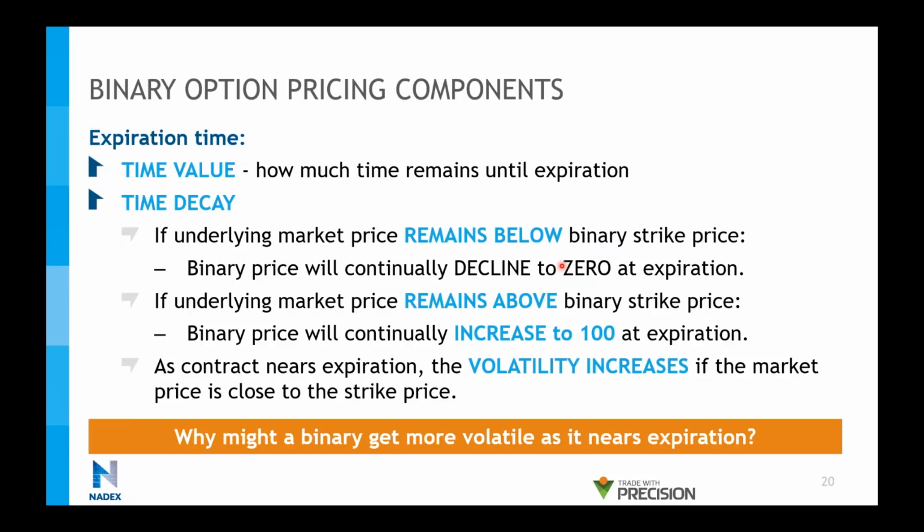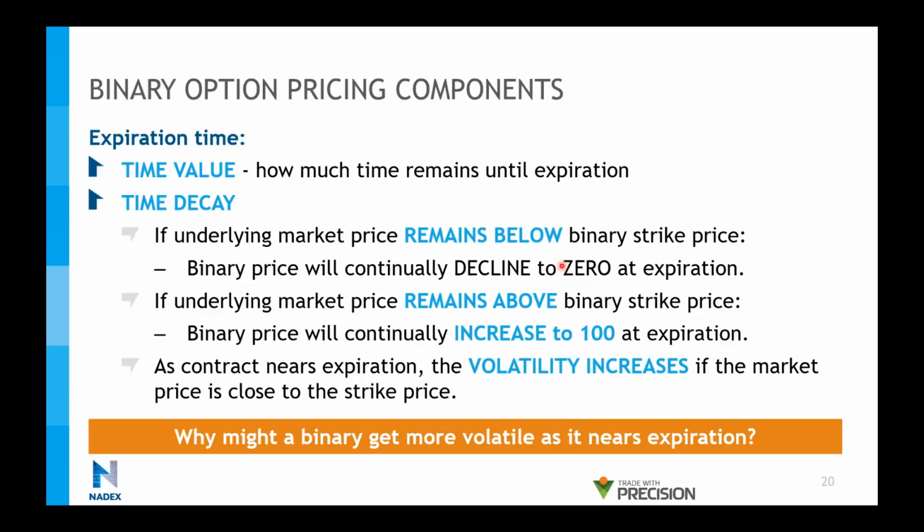If it hasn't moved for the last 30 minutes and we only have 15 minutes left, it doesn't seem so likely that it starts to move now. However, if the underlying market price remains above the binary strike price, the binary price will continually increase to 100 at expiration. Why? Because once again, if price is not really moving and it's currently sitting in the payout territory, above the strike price in the area of the true event, every second that passes makes it more likely that it will remain there and will then be able to pay out the complete $100.